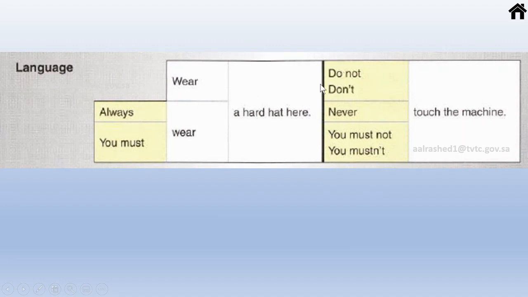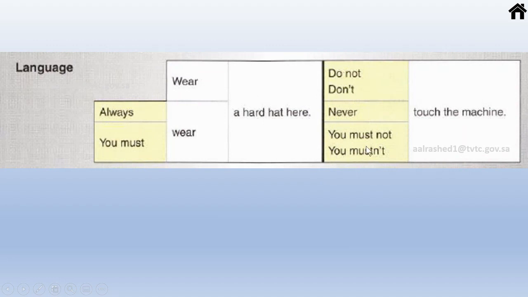Opposite, to tell someone to not do something. Okay, do not come. When? Do not come without the book. Don't, the short form. Don't come without the book. Never, the opposite of always. Never come without the book. Finally, you must not. You mustn't.